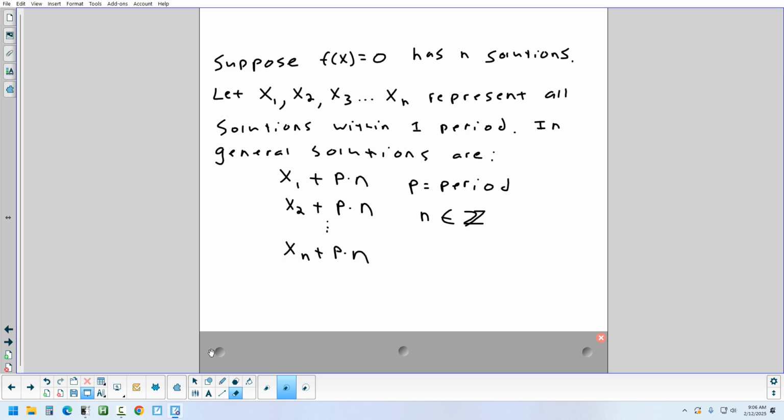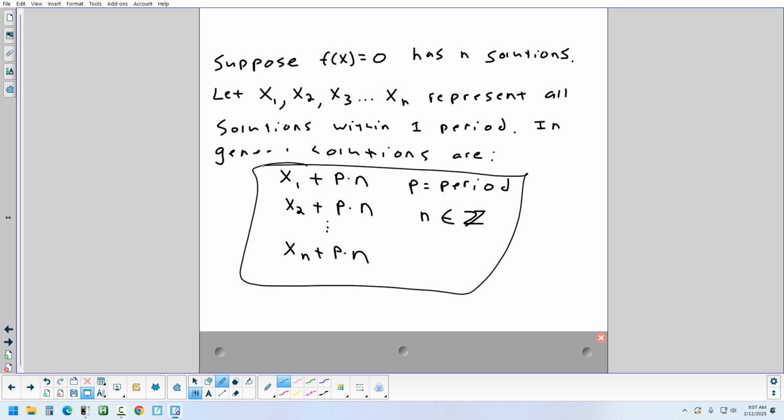N, remember, is a, what kind of number does n have to be? An integer, yep. N is an integer. And because it's an integer, that means it could be a positive or a negative integer. So if n was like -2, then you would end up subtracting, which means you can get answers before the cycle you're in. Or if n is a positive integer, you get answers after the cycle you're in. But that's just the generic kind of way that we're going to write all our answers in this section.